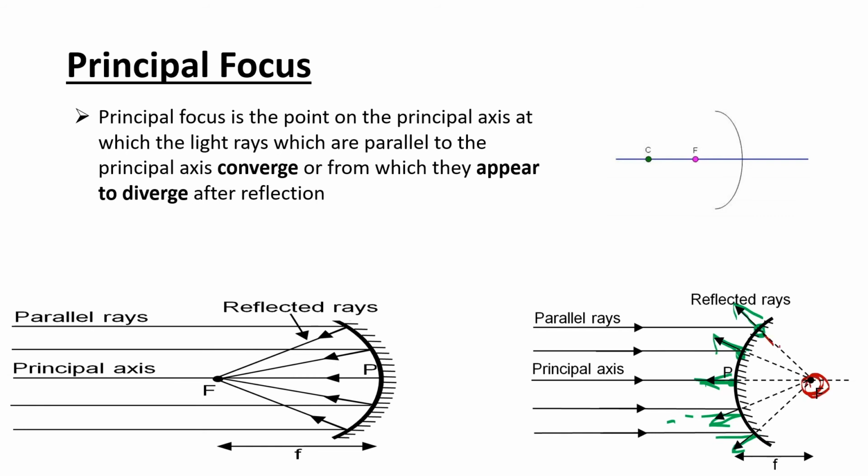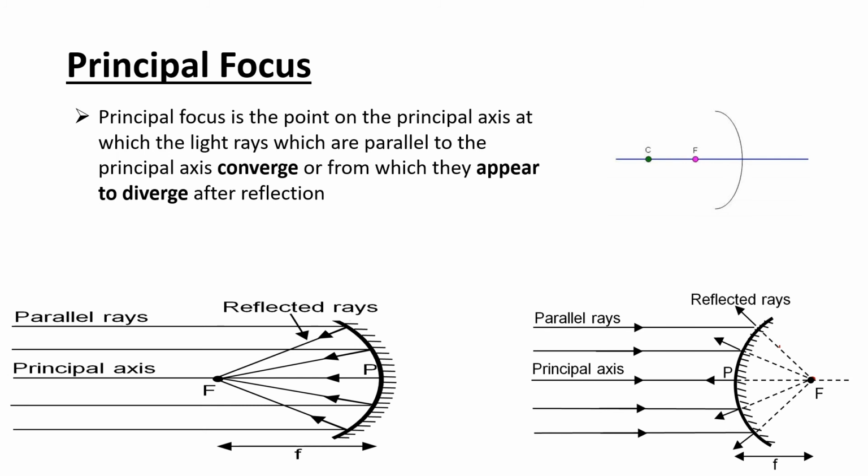When you extend these rays backwards, you can see they meet at this point F. All these rays appear to diverge from this focus. That is why it is called a diverging mirror. Convex mirrors are known as diverging mirrors, whereas concave mirrors are known as converging mirrors.